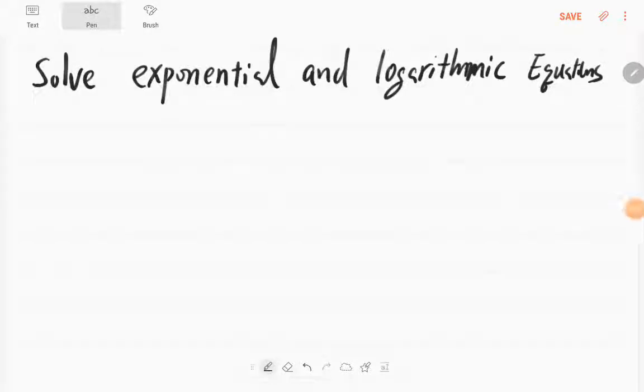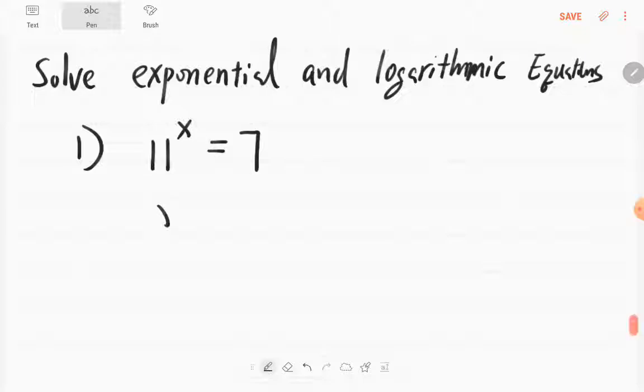Now we want to solve the exponential and logarithmic equations using the properties and the equivalent form. Some simple ones, okay? So the one problem is 11 to the x equals 7, right? One way to solve this is to use the equivalent form.